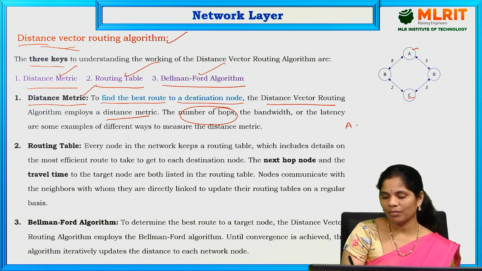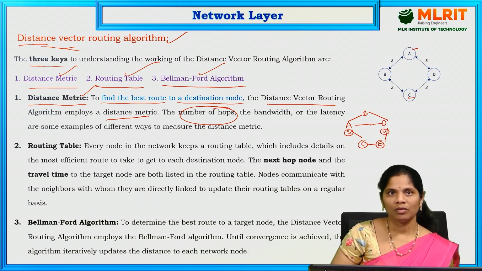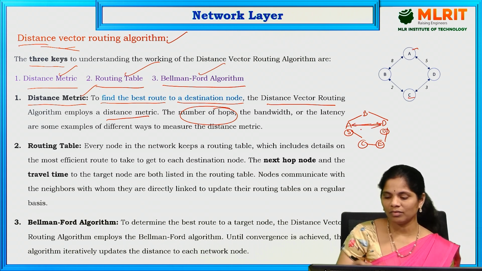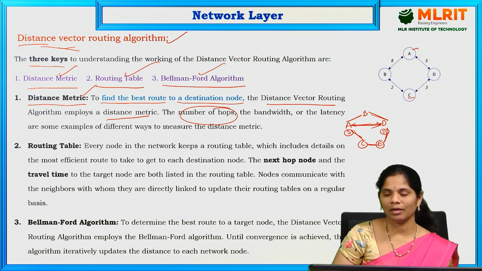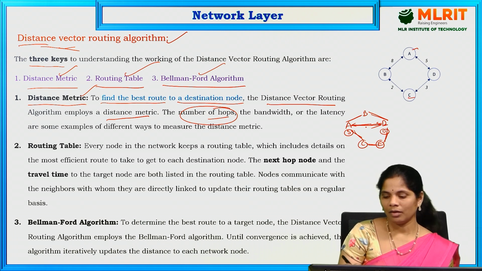Suppose you want to travel from A to D, this is the source and this is the destination. From this source to destination, suppose this is one route and this is another route. A to D directly is one route, A to B and B to D is another route, and A to C, C to E, E to D is one more route. Here three routes are there to go from source to destination. In that we are going to take the best route. Which one is the best route? We decide based on the number of hops, how many hops are there from source to destination.